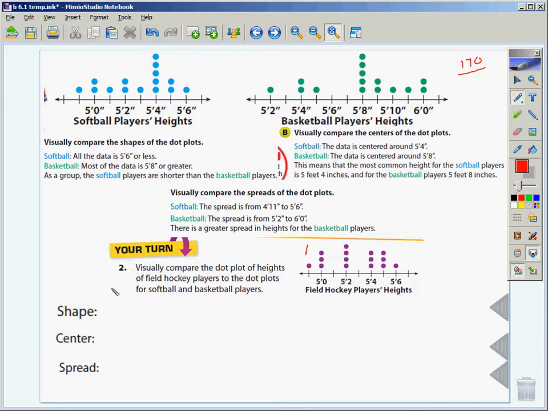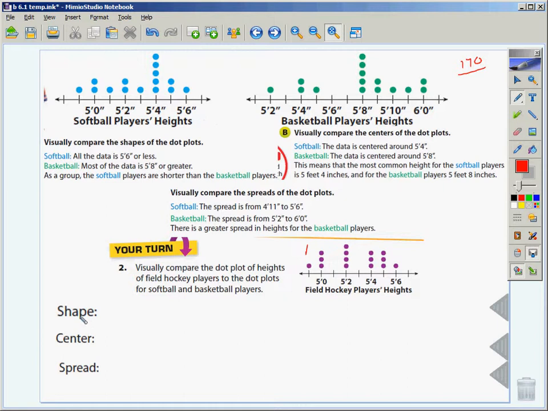If you go down to where it's your turn, they give you a third set of data. And they ask you to compare your data the same way that they compared the softball to the basketball. So if I take a quick look at the field hockey, which does it best compare to, the softball or the basketball? Definitely the softball players. In fact, 4'9" to 5'6" is the same spread.